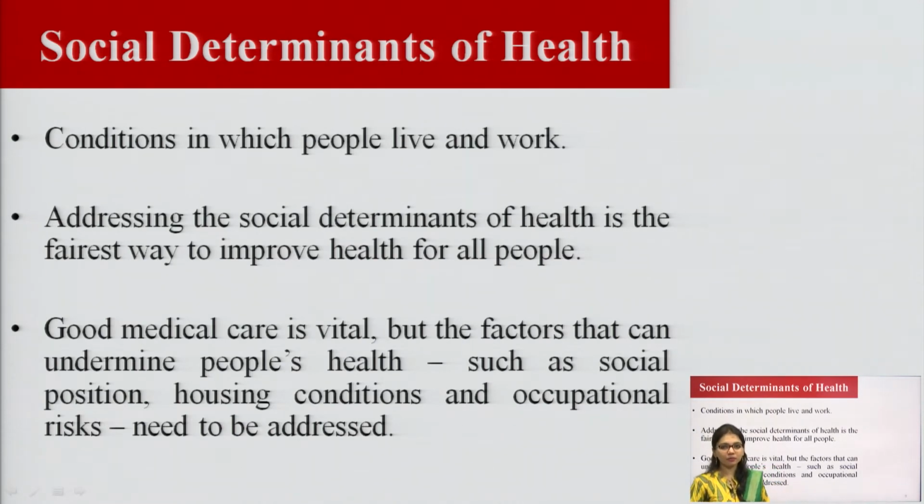Now these are some social determinants of health, the conditions in which people live and work. Addressing the social determinants of health is the fairest way to improve health for all people. Good medical care is very vital, but factors that can undermine people's health, such as social position, housing conditions and occupational risk, need to be addressed.